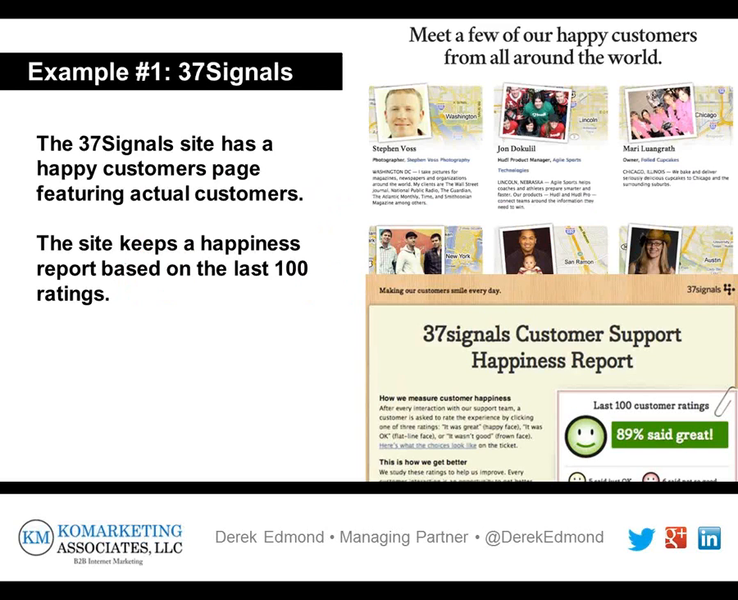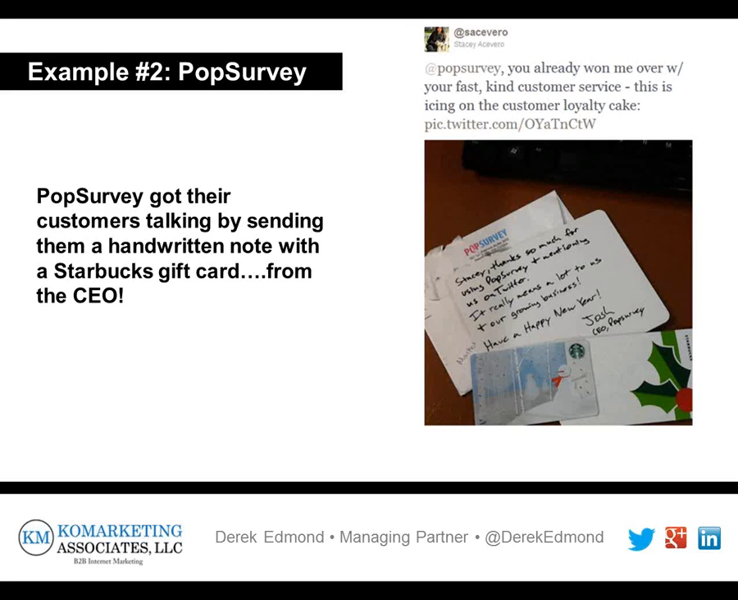A few examples: 37signals again. Their happy customer page is a great example of recognizing the different people who use their software. And the site keeps a happiness report, which shows a lot of transparency in terms of what people think and hopefully how the organization can continually improve their offering. It provides a great way to display content on the site, as well as establish trust for potential buyers and customers.